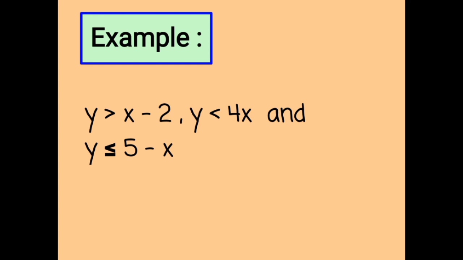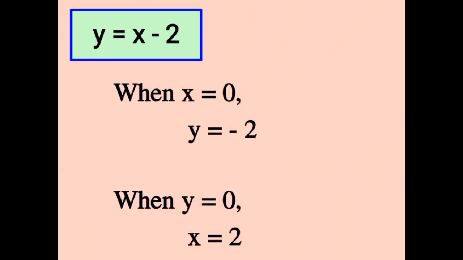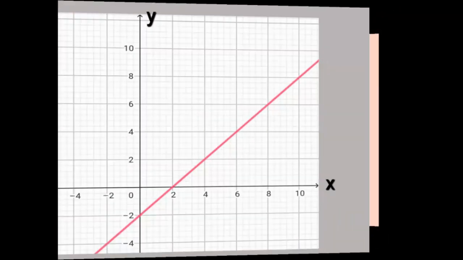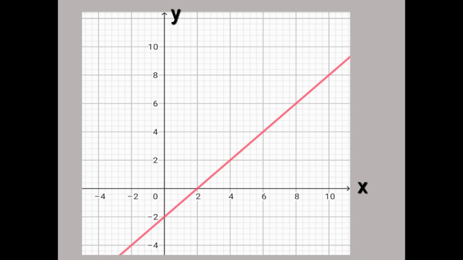On a coordinate grid, shade the region that satisfies the inequalities y is greater than x minus 2, y is less than 4x, and y is less than or equal to 5 minus x. So first, let's take the graph of y = x - 2. When x equals 0, y equals minus 2, and when y equals 0, x equals 2. So the graph y = x - 2 crosses the x-axis at 2 and the y-axis at minus 2. Now here's the graph for y = x - 2.